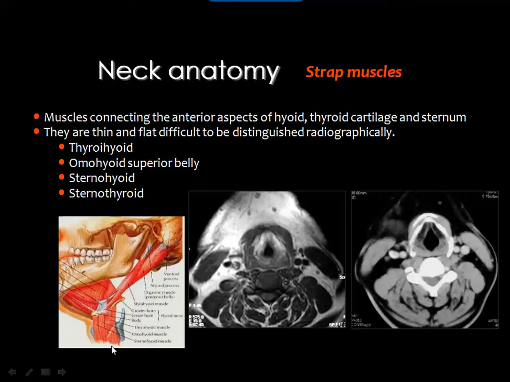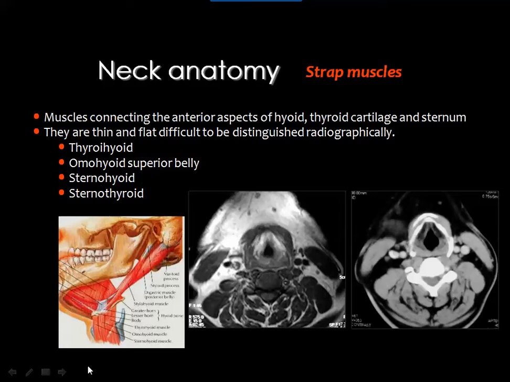The strap muscles are located anterior to the larynx on both sides, and this is the appearance by MRI, and this the appearance by CT. They are formed of four main muscles: the thyrohyoid, the omohyoid, the sternohyoid, and the sternothyroid.